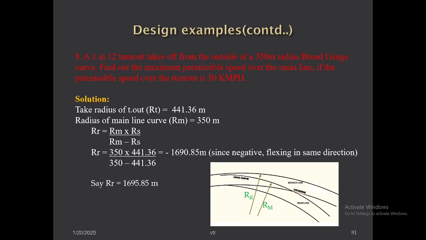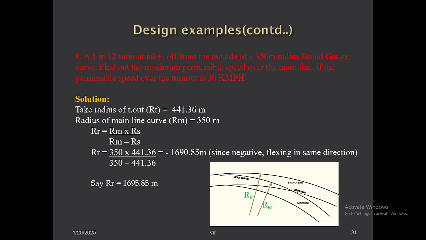Now let's see another different example. Here also the points and crossing fall on a curve. A 1 in 12 turnout takes off from the outside of a 350 meter radius broad gauge curve. We are asked to find out the MPS, that is maximum permissible speed, over the main line. The speed over the turnout is 30 kmph. It is given. Now to calculate the MPS over the main line curve.